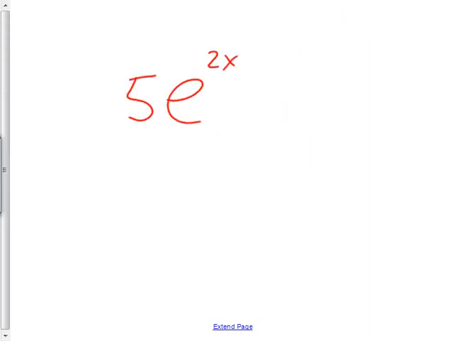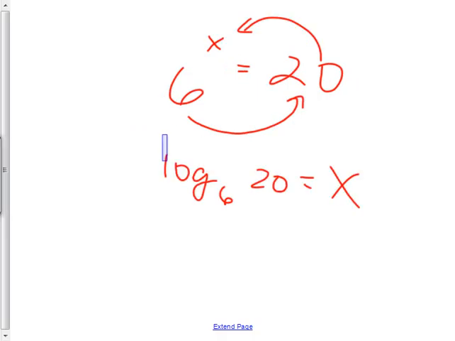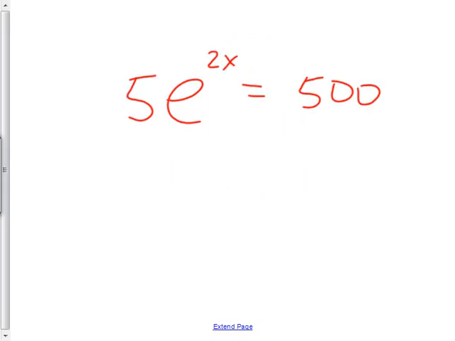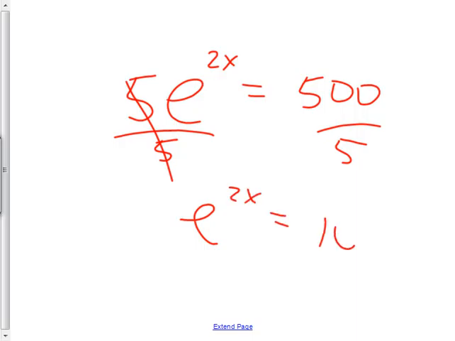5e to the 2x equals 500. Your first thought should be get rid of the 5. Divide by 5. Divide by 5, cancels. E to the 2x equals 100.